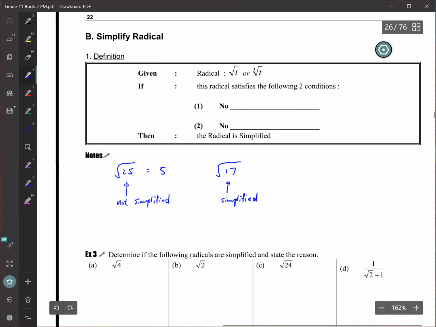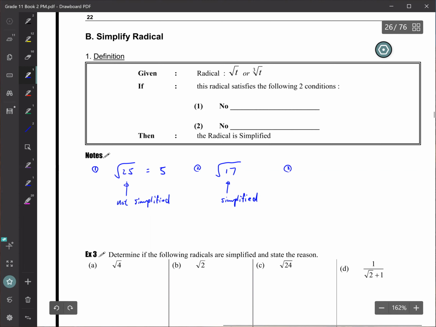Okay, any questions so far? Right, this is a very simple rule to check if the square root that's given is simplified or not. But sometimes it's not that obvious. Okay, so look at one more example here.